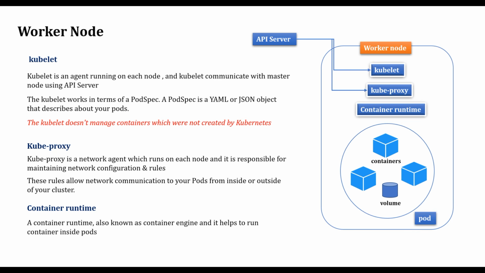As you know, in Kubernetes we can directly access the containers, so all the containers are wrapped inside a functional unit called pods. That's where our application was running, right? And these container engines provide runtime support to all the containers which are running inside the pods. So these are the basic components of a Kubernetes worker node.